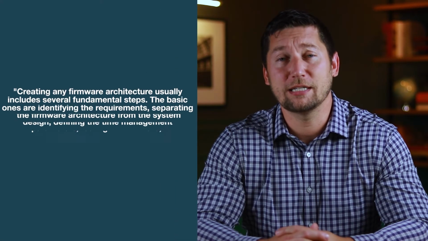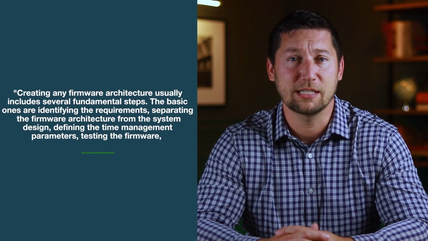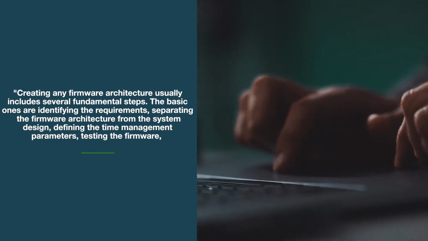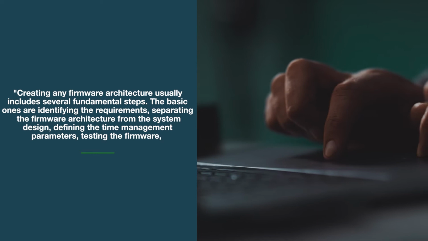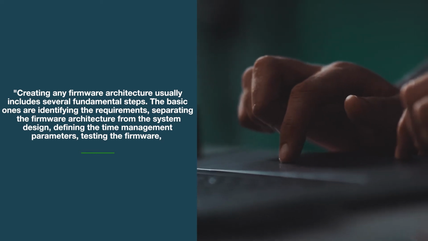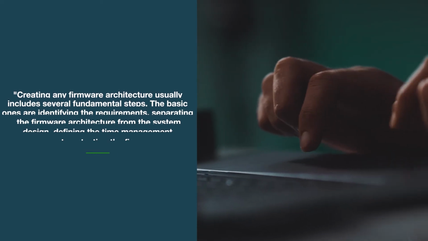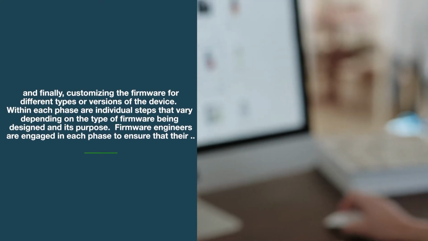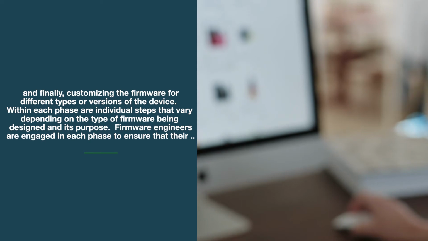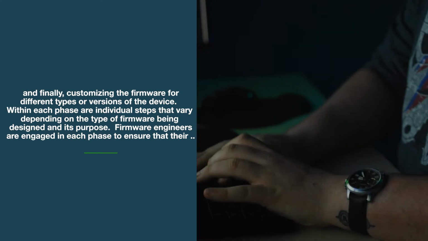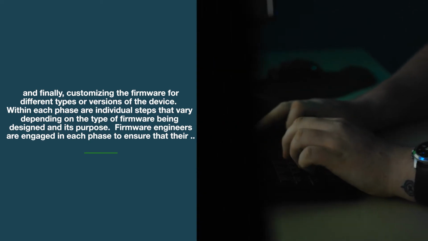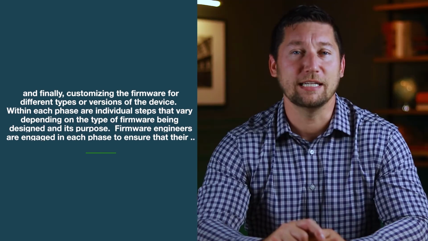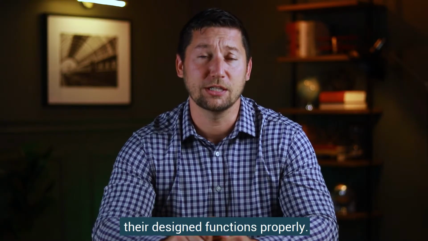Creating any firmware architecture usually includes several fundamental steps. The basic ones are identifying the requirements, separating the firmware architecture from the system design, defining the time management parameters, testing the firmware, and finally, customizing the firmware for different types or versions of the device. Within each phase are individual steps that vary depending on the type of firmware being designed and its purpose. Firmware engineers are engaged in each phase to ensure that their design functions properly.